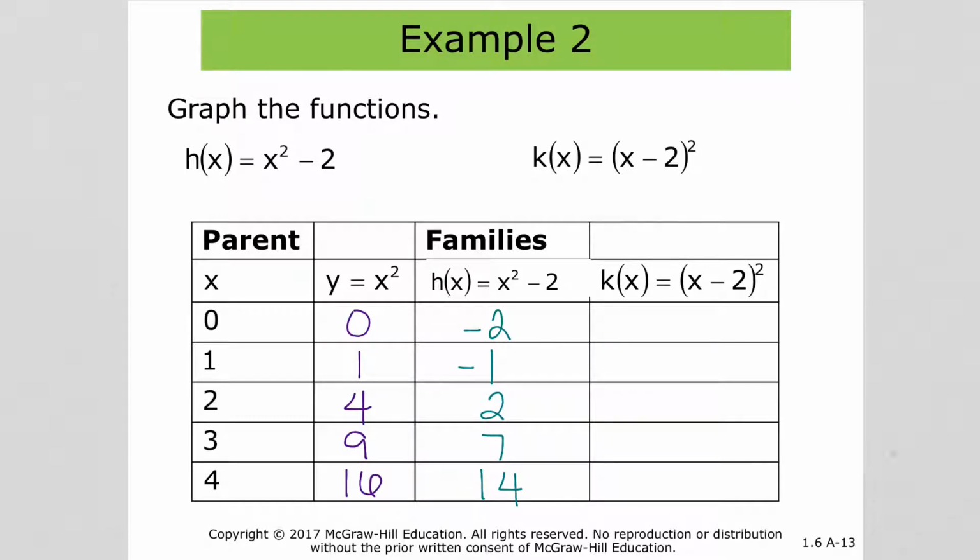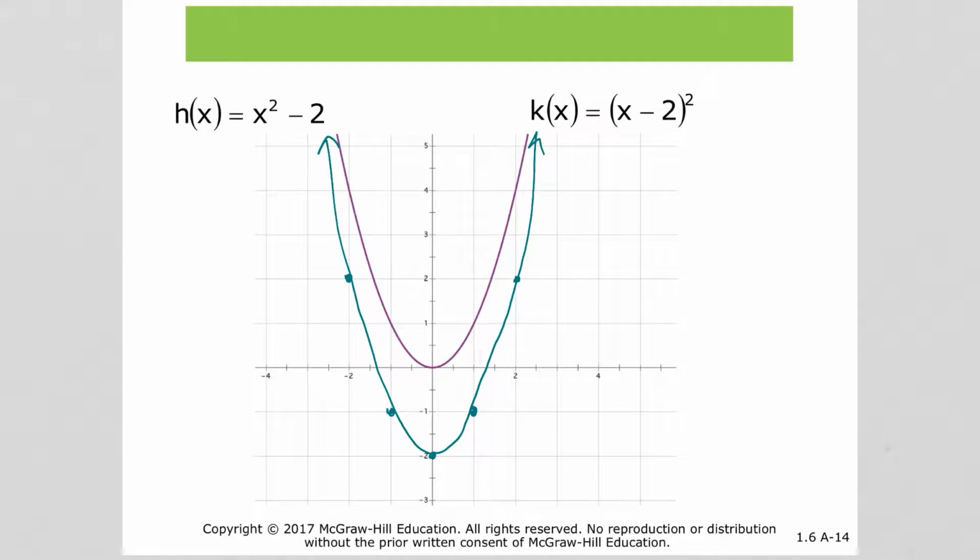And then the other one, let's look at this one from the table first this time. So we've got x minus 2 quantity squared. So if we take our 0, 0 minus 2 is negative 2. Square that and we get 4. 1 minus 2 is negative 1. Square that and we get 1. 2 minus 2 is 0. 0 squared is 0. 3 minus 2 is 1. 1 squared is 1. And 4 minus 2 is 2. 2 squared is 4. So if we plot those points, 0, 4, 1, 1, 2, 0, 3, 1, and 4, 4.